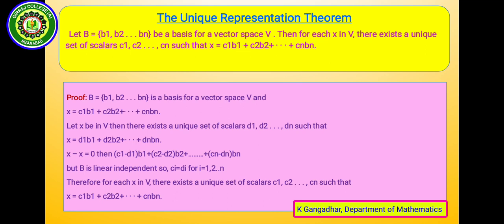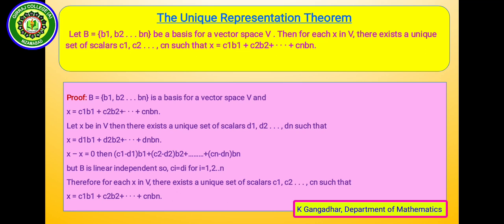Next we will take the same vector x in V, and we know V equal to span of B. Span of B means x is also a linear combination of the elements of B. So x equal to d1 b1 plus d2 b2 plus so on plus dn bn. So here we define two expressions for x. One is c1 b1 plus c2 b2 so on plus cn bn. Another one is d1 b1 plus d2 b2 plus so on plus dn bn.